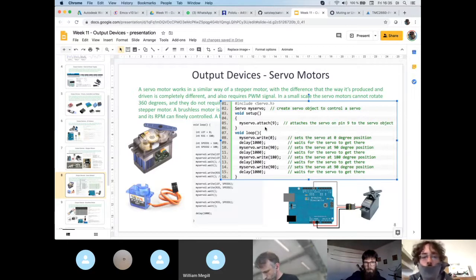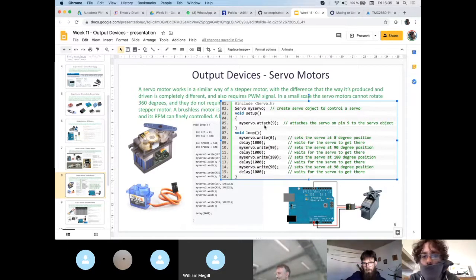So in this case, you have attach, which means that you define the pin where the servo motor is attached. In this case, pin number 9, and then with the dot write function, you just write the degrees of rotation of the motor. So you move to 0 degrees, wait 1 second, move to 90 degrees, wait another second, and so on. So that's rather simple.